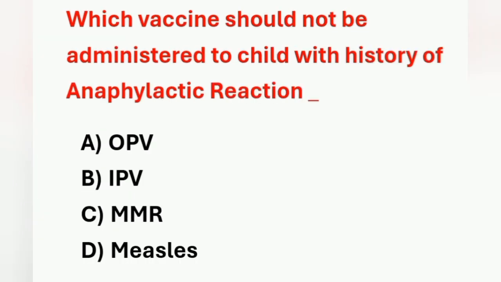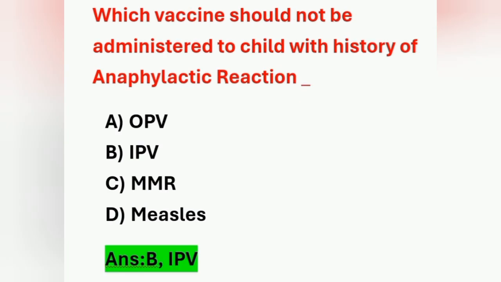And the next question, which vaccine should not be administered to a child with a history of anaphylactic reaction? Options, option A OPV, option B IPV, option C MMR, option D measles. Question, the vaccine which is not given for a child with an anaphylactic or allergic reaction is injectable polio vaccine. Option B is the correct answer, IPV.